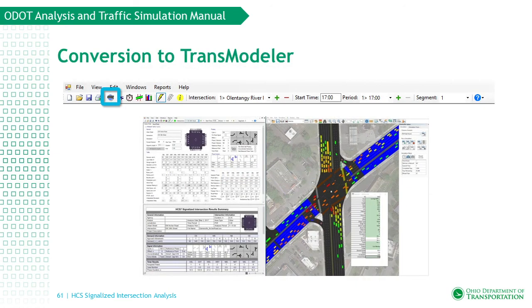One of the benefits of building a network in HCS is that it can easily be converted to Transmodeler. By clicking on the Transmodeler icon, shown here under Edit on the toolbar, the file is easily converted to Transmodeler. Transmodeler will open into a simulation run. The analyst should be careful when using this conversion and should check all lane configurations in Transmodeler to make sure they converted correctly and that the geometry of the lanes is smooth and realistic.